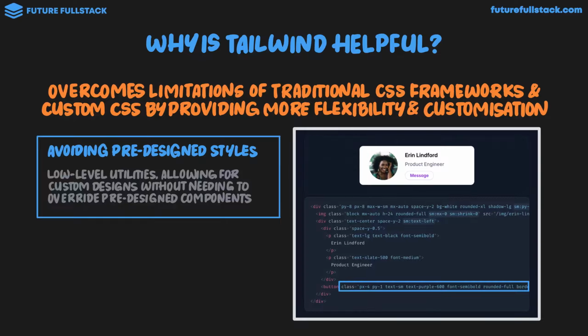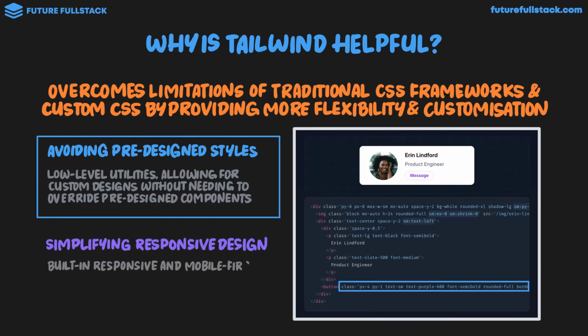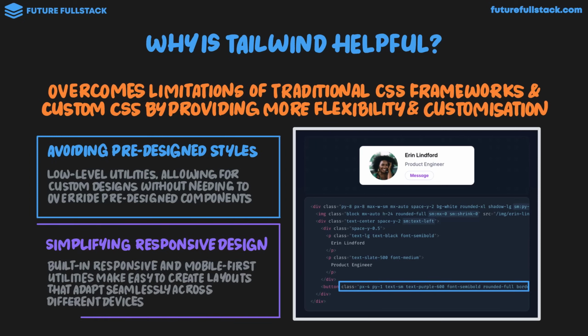The final reason is that Tailwind helps simplify responsive design. Tailwind has built-in responsive and mobile-first utilities, making it easy to create layouts that adapt seamlessly across different devices. To show you an example of this, the utility class sm:text-left, where sm: is a special Tailwind responsive utility that's easily applied and avoids us writing more complex media queries. And we'll learn more about this in the project we build.